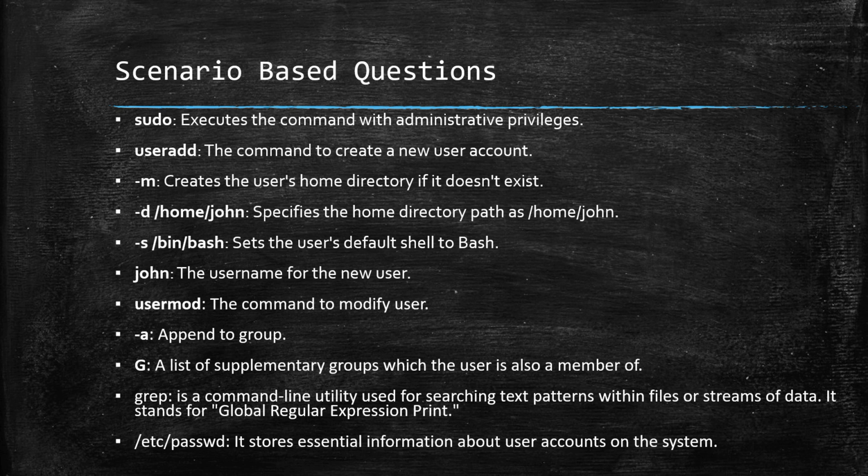-m, -d and -s are options or flags. -m and -d are used to specify the user's home directory. In this case, it's /home/John. And -s is to specify the shell of the user. Here the shell is /bin/bash. And the username to complete the command.